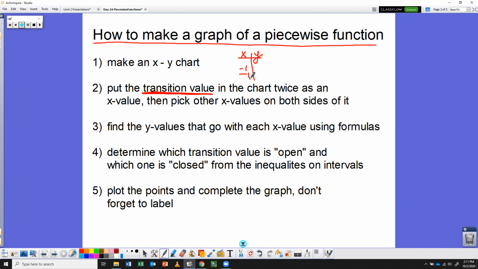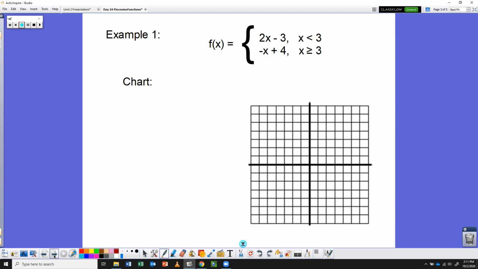So let's actually give this a try to see what this looks like. In this example, we have a piecewise function, f of x equals, and you see two different formulas on the right-hand side. We see 2x minus 3, and we see -x plus 4. Both of those happen to be linear equations, so we know that they're going to produce straight lines. And then behind that, we see the intervals over which each formula is good for. The top formula is good for x values that are less than 3, and the bottom formula is good for x values that are greater than or equal to 3.